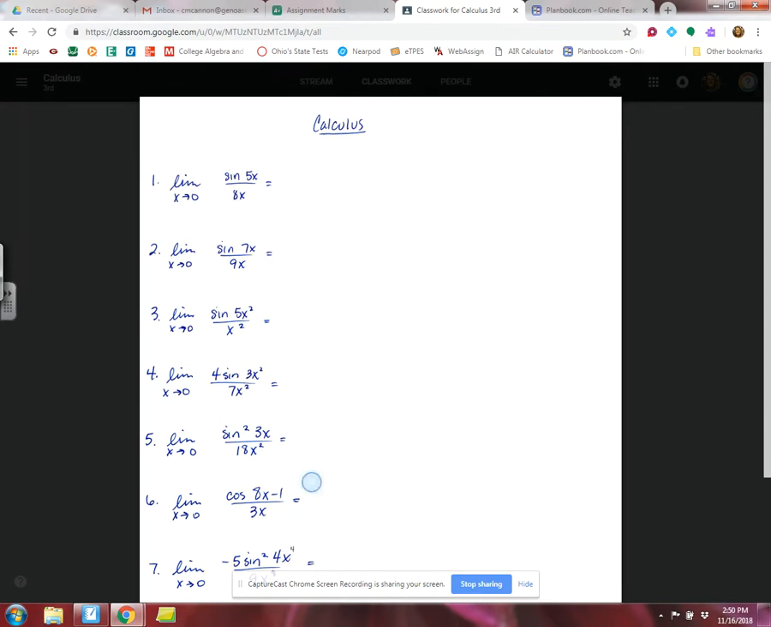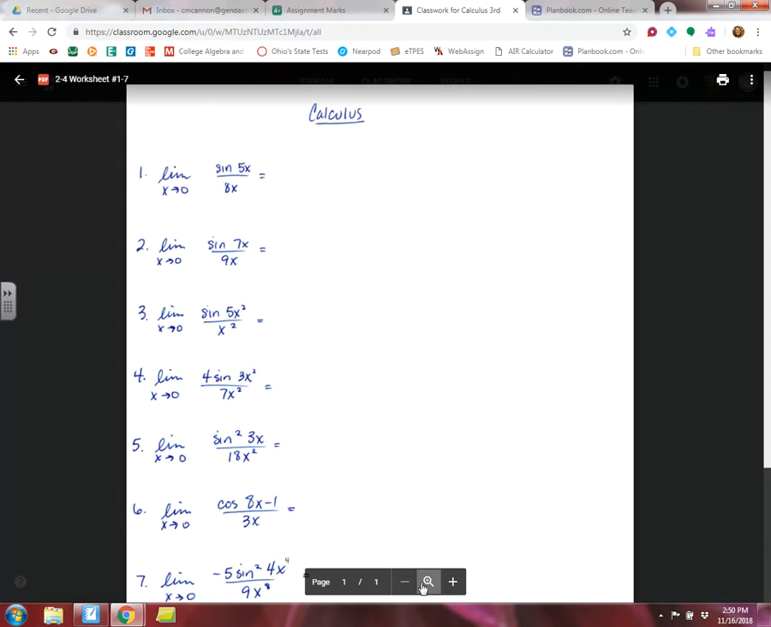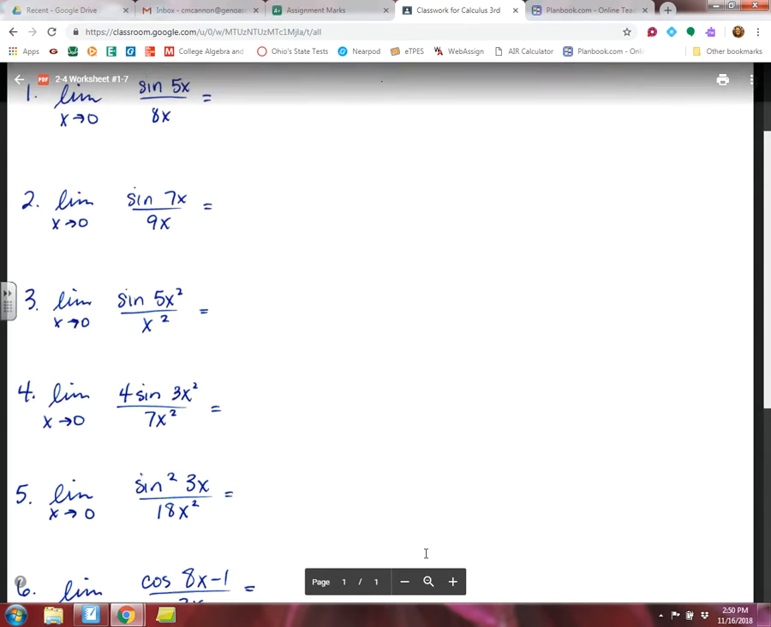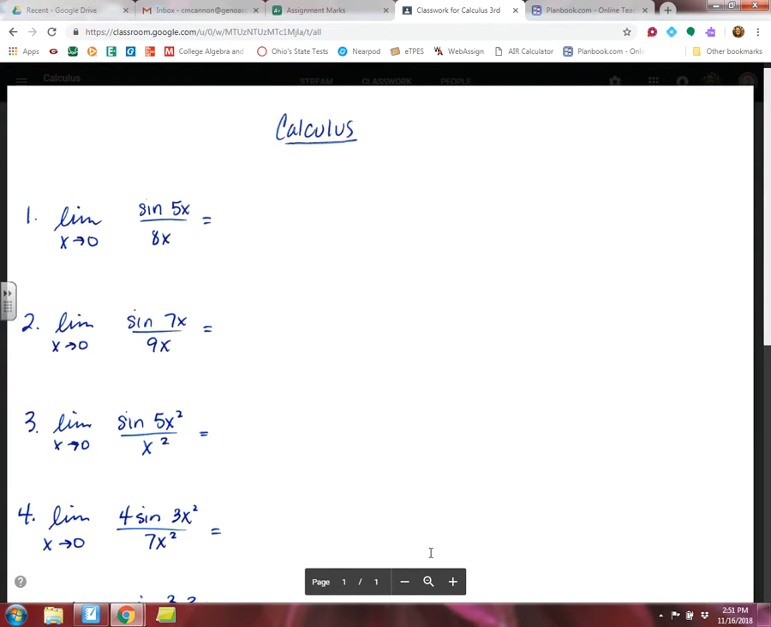Let me see if I can zoom this in here. All right, if we're looking at number 1, I hope you can see that we do substitution. I will tell you your answer there is 5/8. Number 2, again, you should do substitution. You're going to let y be 7x, and your final answer should be 7/9.